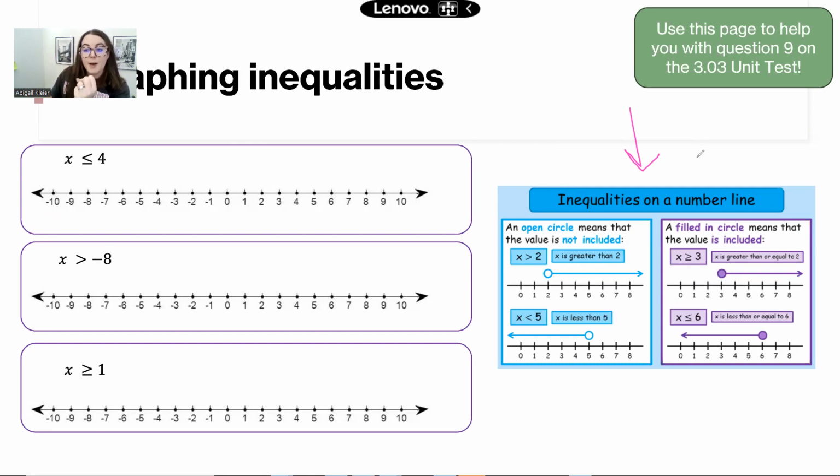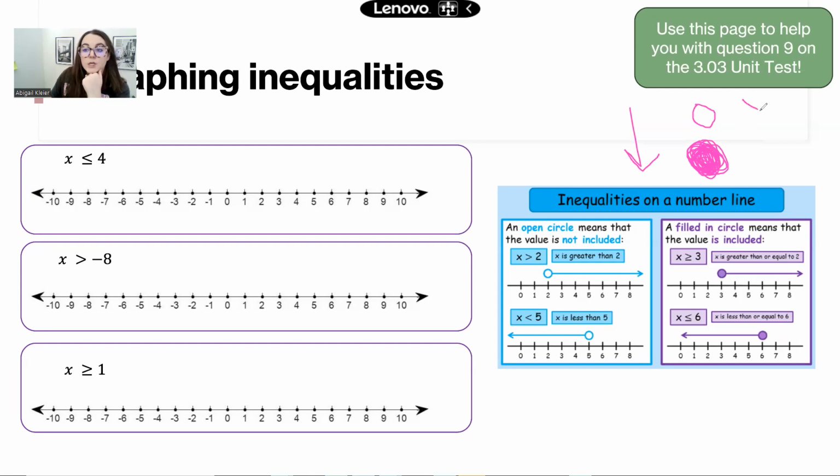We need to worry about what kind of dot we're going to use. So we have two options. We either have an open dot or a closed, or you might also hear the term filled in dot. So obviously the difference is one is an empty circle and one is scribbled or colored in. Now, when would we use each of these symbols?